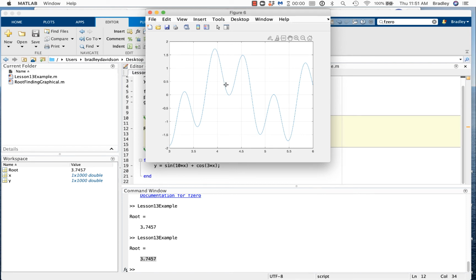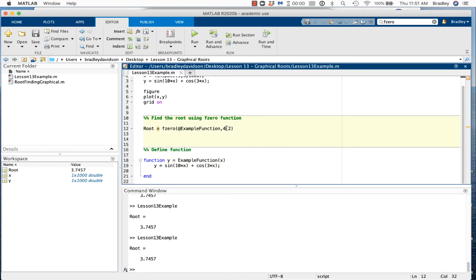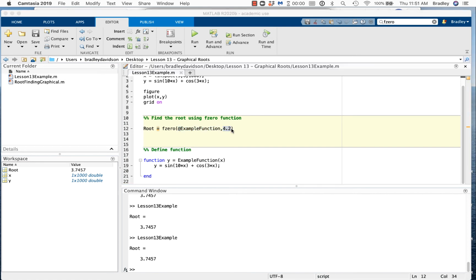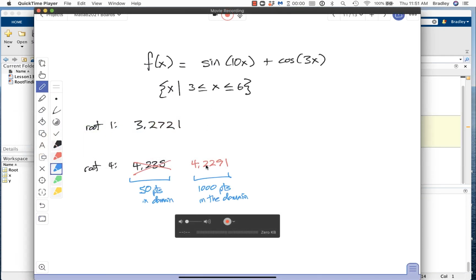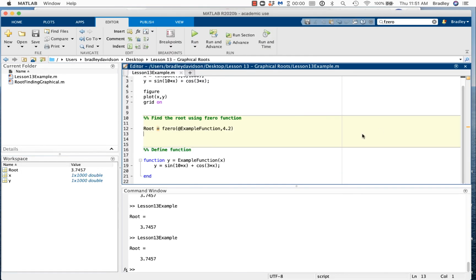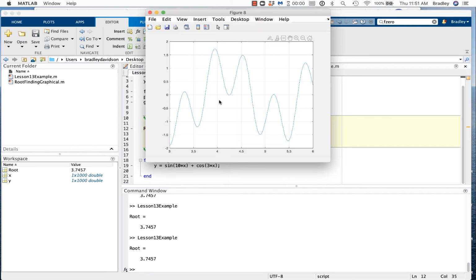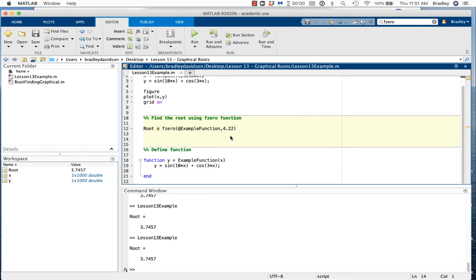4.2 puts us firmly, this is definitely the closer root. Puts us firmly on the downslope. We are still getting 3.7457. So even though we're using our example function, we're putting in 4.2, we're still not getting the one that we want, which should be 4.2291, somewhere in there. So let's see if we can get it any closer. 4.22, and we're still getting 3.7. Let's try another one. 4.229.